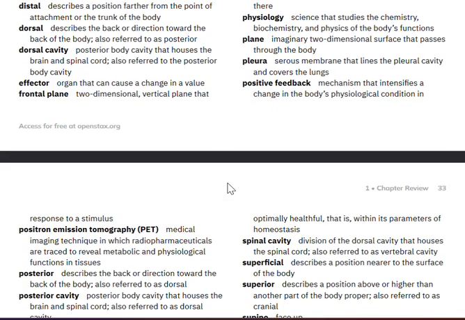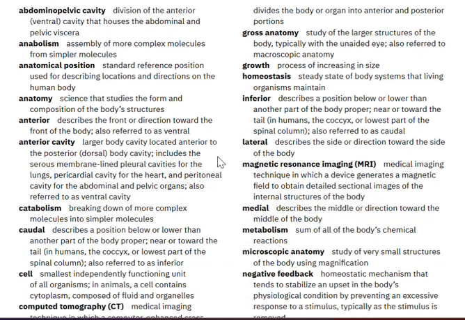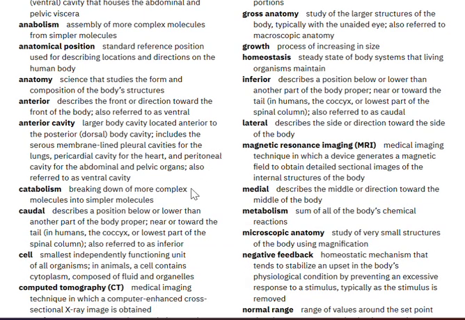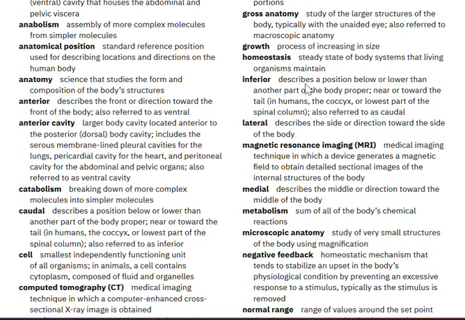Effector, organ that can cause a change in value. Frontal plane, two-dimensional vertical plane that divides the body or organ into anterior and posterior portions. Just remember, side to side. Gross anatomy, study of the larger structures of the body, typically with the unaided eye, also referred to as macroscopic anatomy. Growth, process of increasing in size. Homeostasis, keeping everything within a range. Inferior, below, lower than another part of the body.